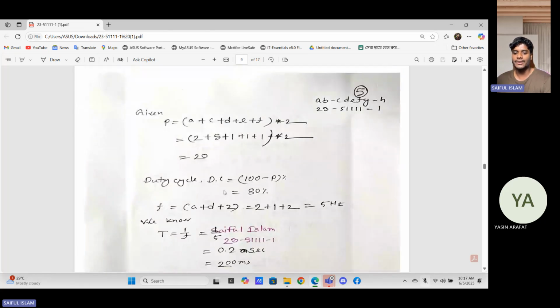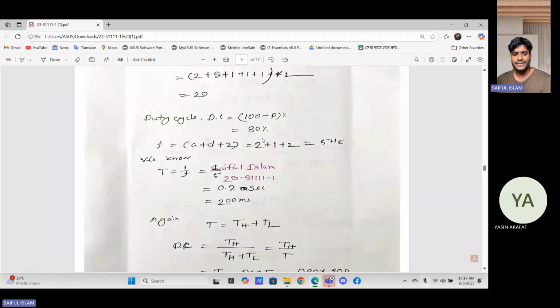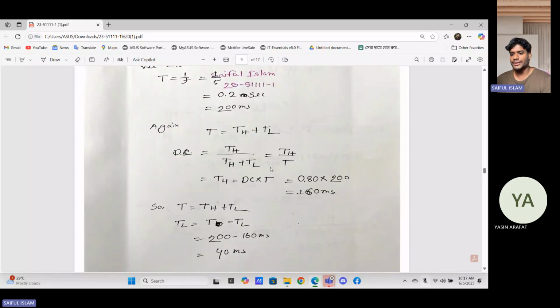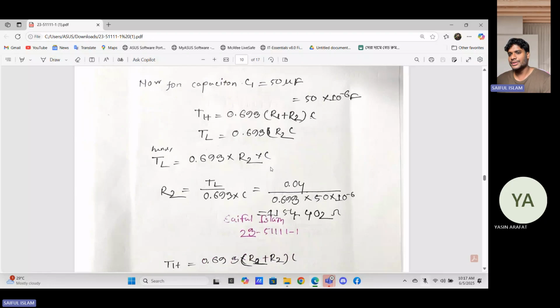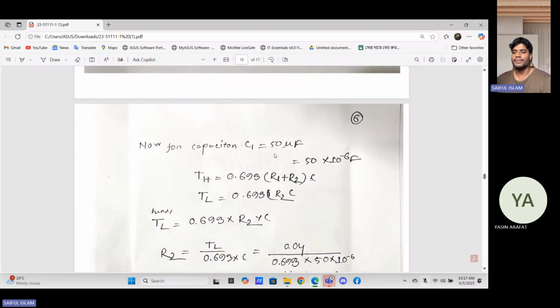For calculating duty cycle, I used the formula D equals 100 minus P, where P is counted using my ID. So the duty cycle becomes 80% and the frequency 5 hertz. For the capacitor, 50 microfarad. This is the high time and this is the low time.